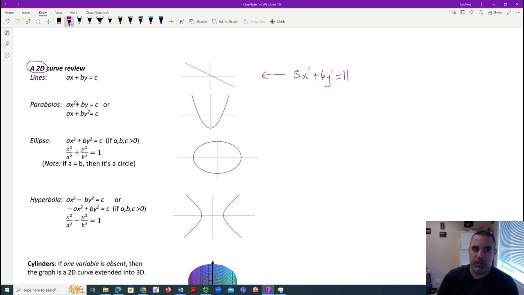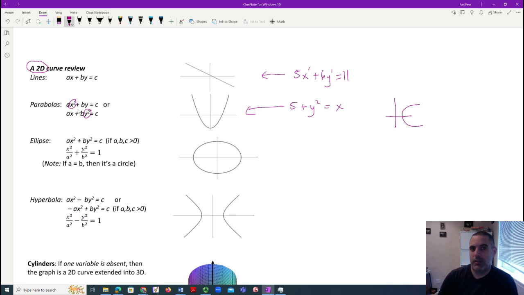If one of them is squared, either this is squared or this is squared, it's a parabola. So for example, 5 plus y squared equals x. If there's one of them squared, and one of them's not, it's a parabola. This would be like a parabola on its side, but it's still a parabola. So we're just trying to get general shapes. We're trying not to be precise.